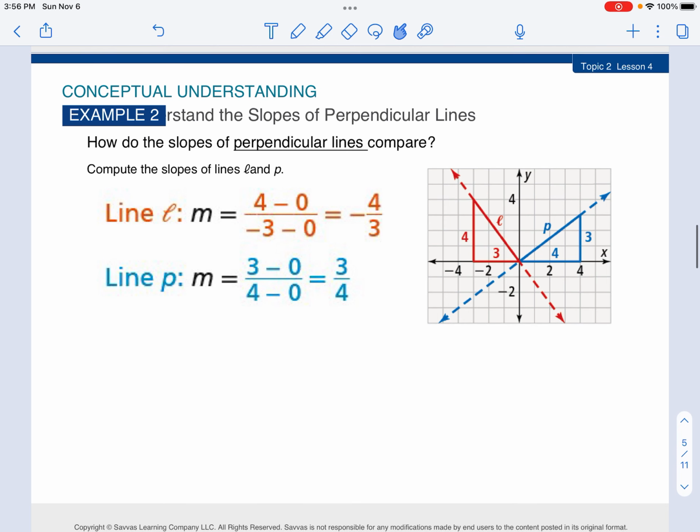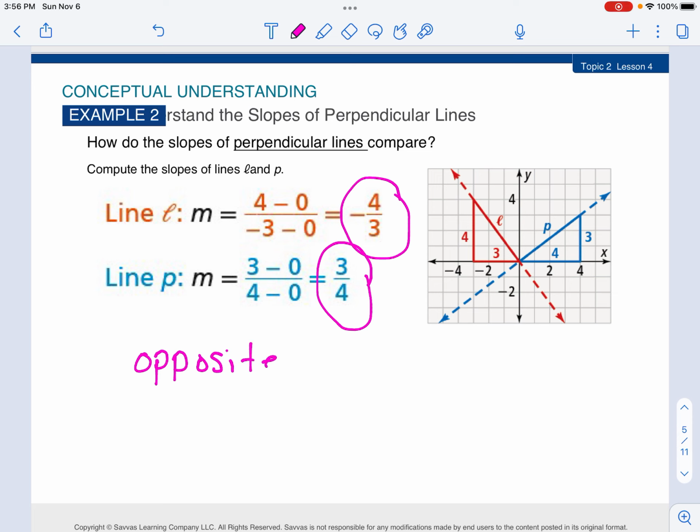Next, understanding the slopes of perpendicular lines. So how do the slopes of perpendicular lines compare? We have two perpendicular lines here. The slopes are calculated. One is negative 4/3. The other is 3/4. So their slopes are opposite reciprocals of each other.